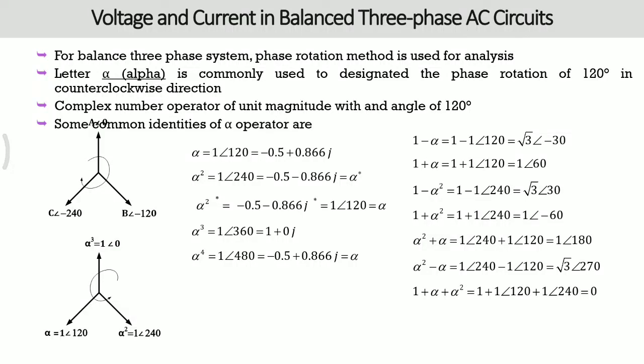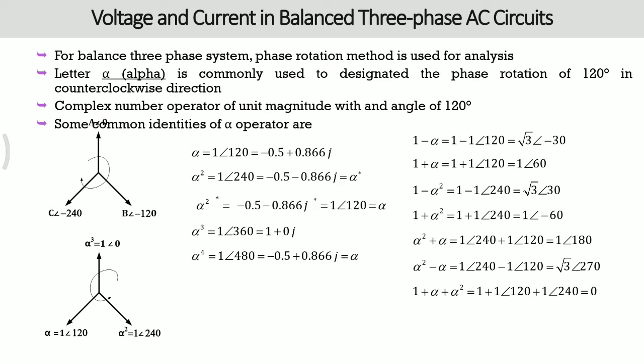Hello student, this is your fourth lecture of Power System 2. Today we are studying about the voltage and current in a balanced three-phase AC circuit. So for a balanced three-phase system, the phase rotation method is used for analysis. Means we use here one letter, alpha, to study the phase rotation.